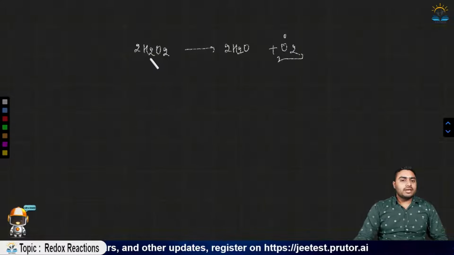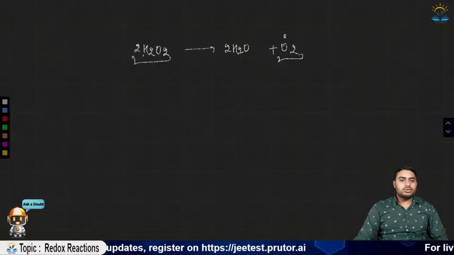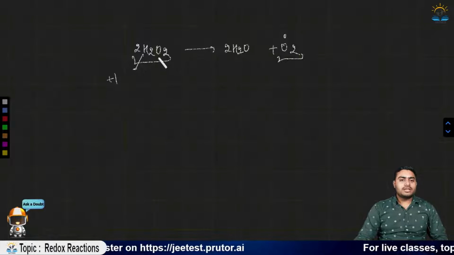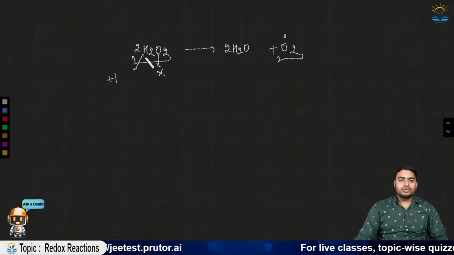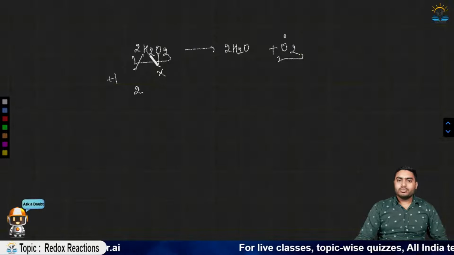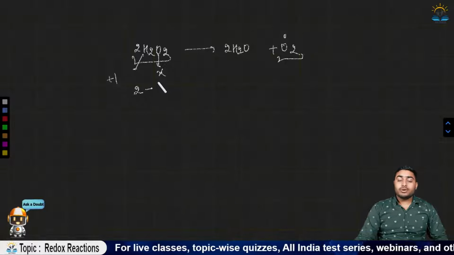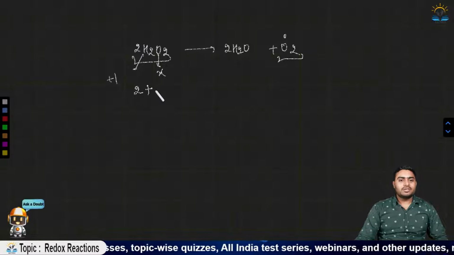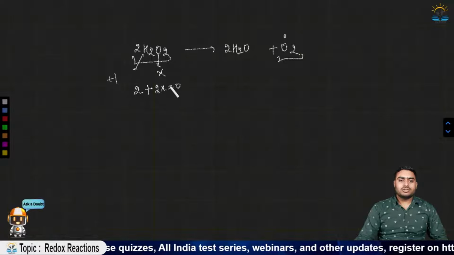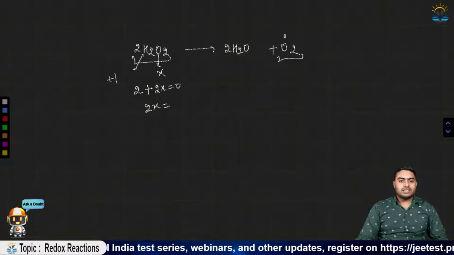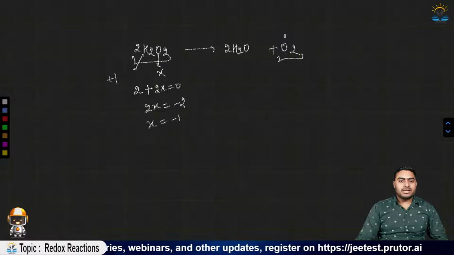Now you can see 2H2O2 gives 2H2O, so hydrogen is plus 1. Let's assume for oxygen it is x. So what is happening here, it will be 2 because there are 2 hydrogens. Then the number of oxygen atoms is 2 here, so it will be 2x, and it is neutral, so 0. So 2x will be minus 2 and x will be minus 1, right?